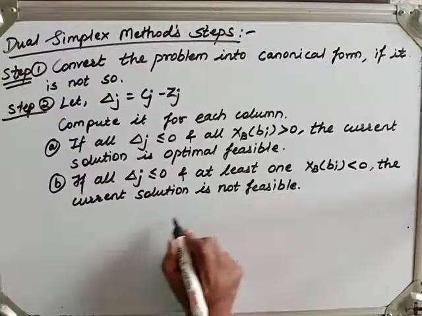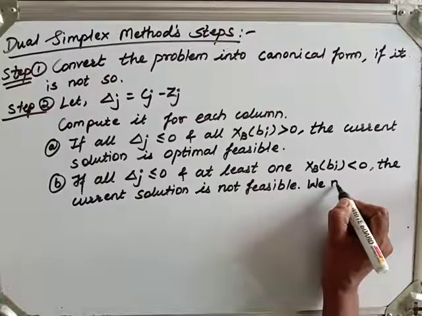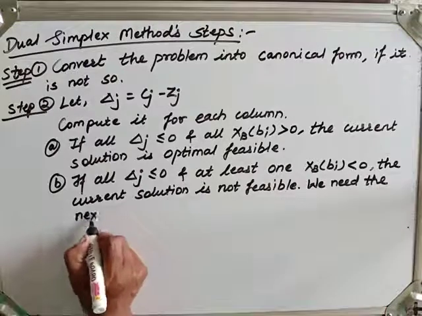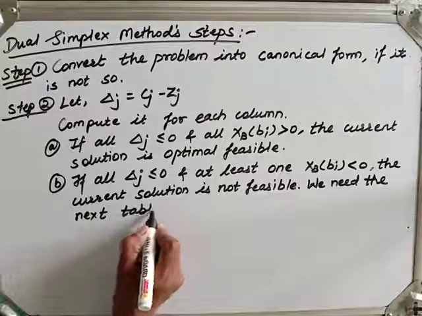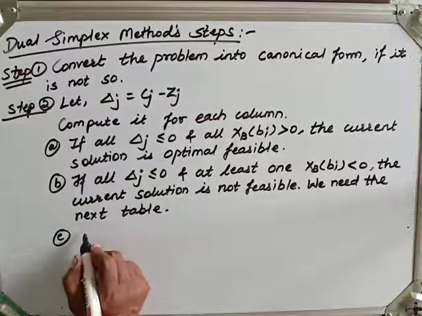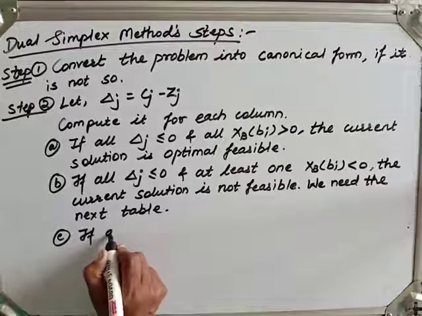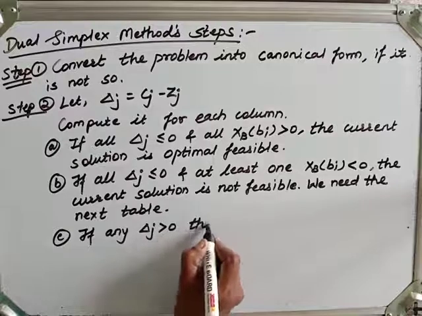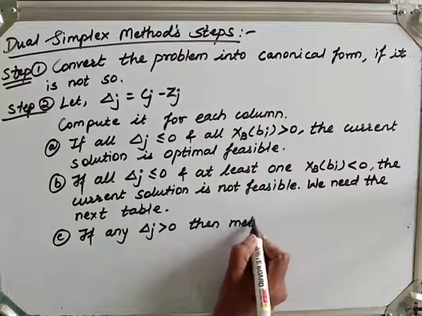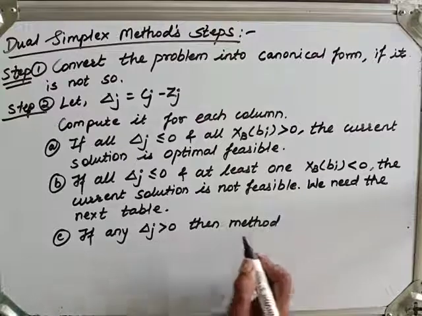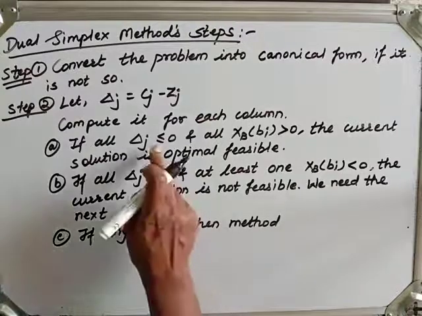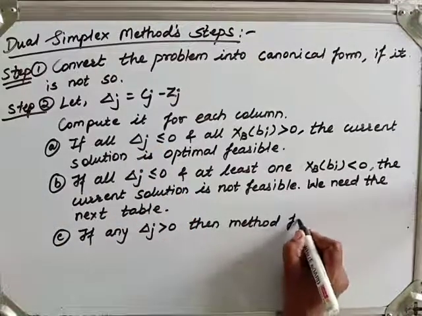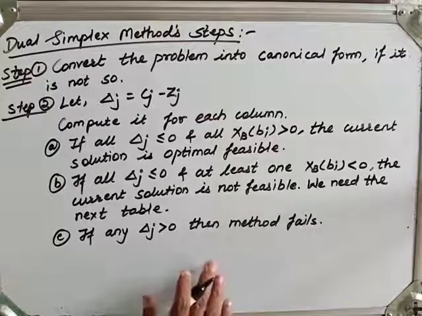In this case, we need to obtain an improved table. We need the next table. Also, the next condition is about del j. If any del j is strictly greater than 0, meaning positive, then the method fails. It is acceptable that it is negative or 0, but if it is greater than 0 then the method fails. The method is not applicable to that problem.